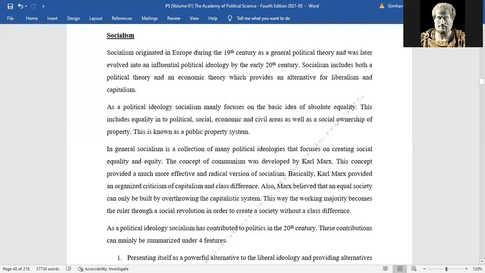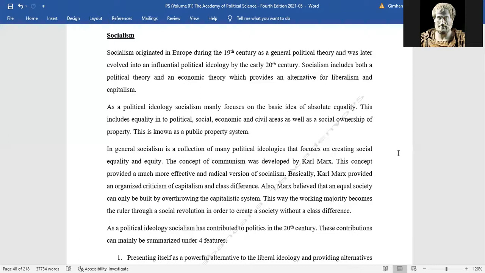Socialism. Socialism originated in Europe during the 19th century as a general political theory and later evolved into an influential political ideology by the early 20th century. Socialism includes both a political theory and an economic theory, which provide an alternative to liberalism and capitalism. As a political ideology, socialism mainly focuses on the basic idea of absolute equality.